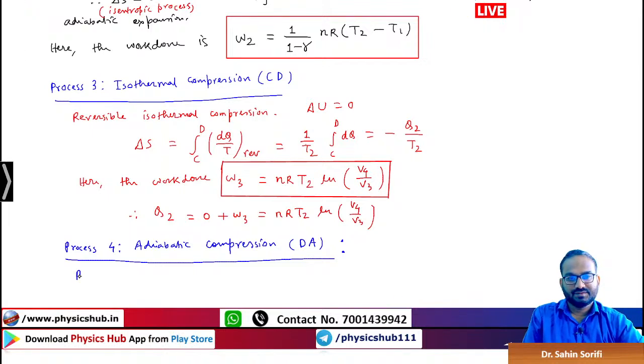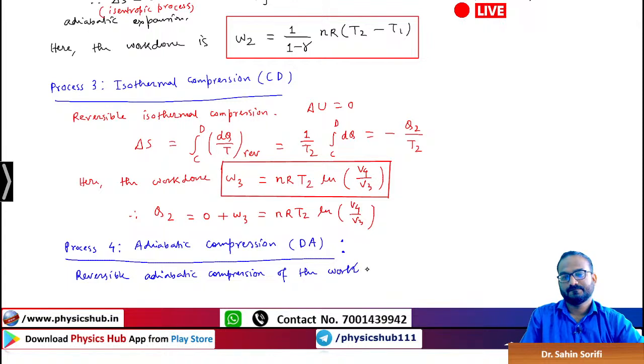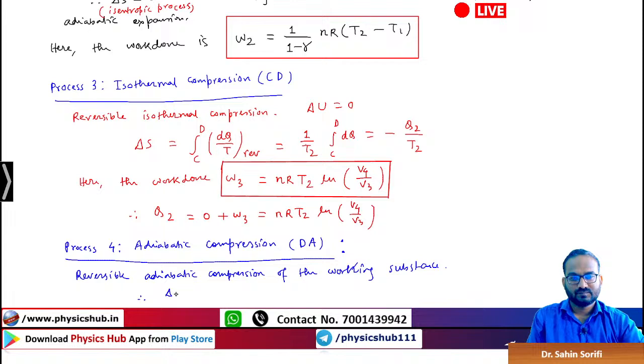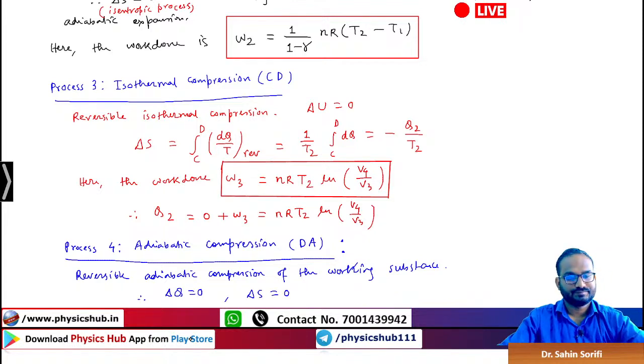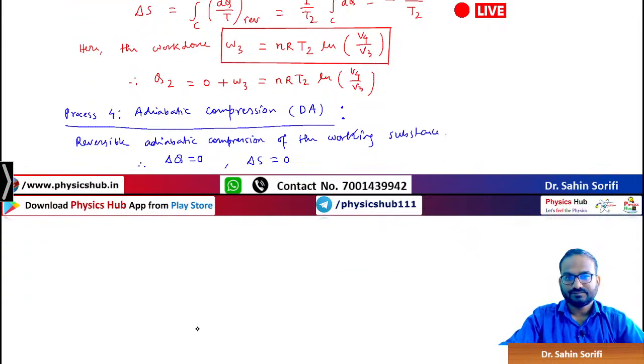Here we have the reversible adiabatic compression of the working substance. So, therefore, we can say there is no heat transfer, delta Q is equal to 0. So delta S is also 0. What will be the work done here?